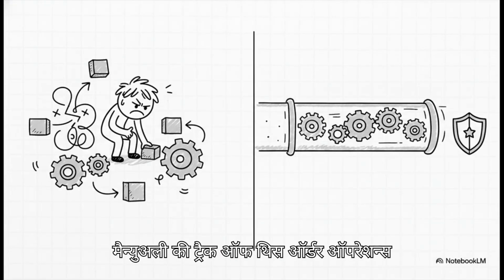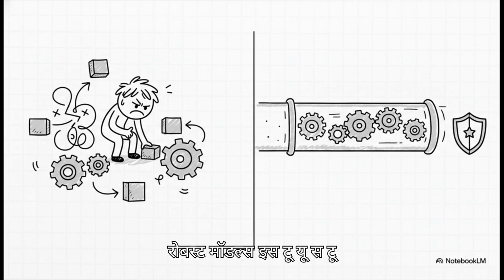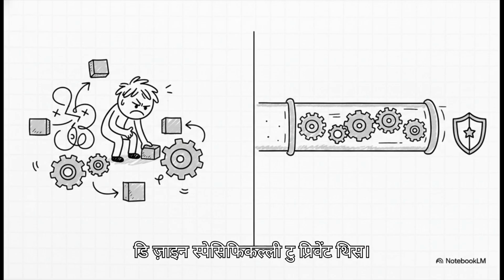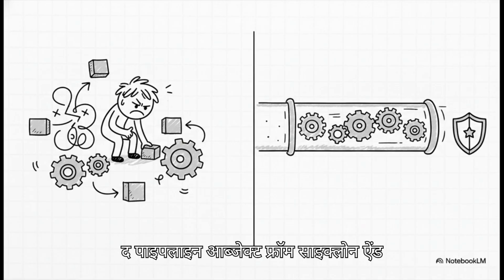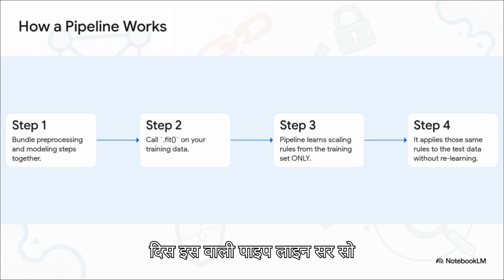Honestly, trying to manually keep track of this order of operations is just asking for trouble. So, the best practice, the professional way to build robust models, is to use a tool designed specifically to prevent this error, the pipeline object from scikit-learn. And this is why pipelines are so powerful. You define all your steps in one sequential object.